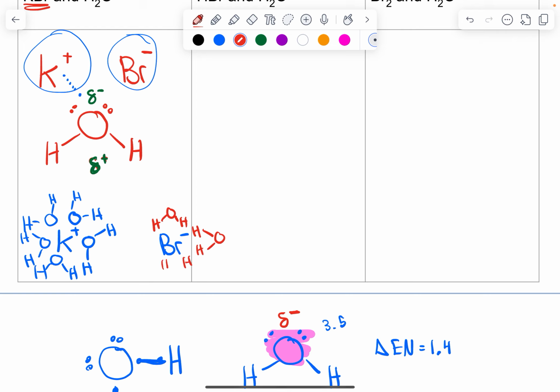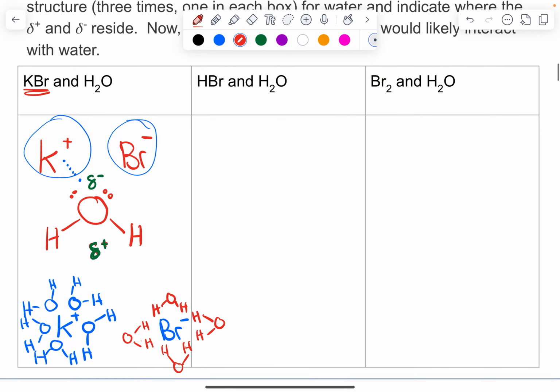Okay, and this is what ionic compounds look like in water. Their ions separate. The negative ones get surrounded by the water with the hydrogens pointing in. The positive ones get surrounded by the water with the oxygens pointing in. Okay, what about something like HBr that doesn't separate into individual ions, but it does have sides to the molecule?